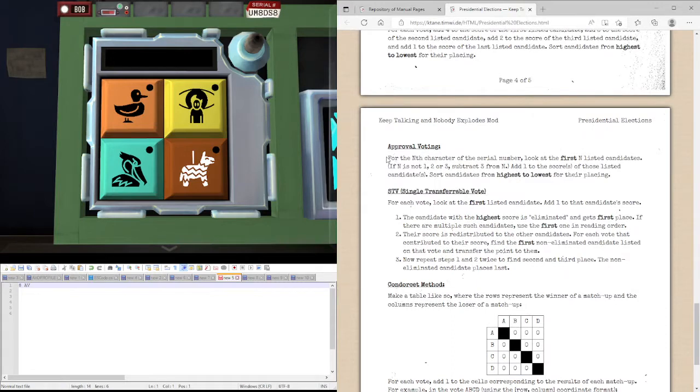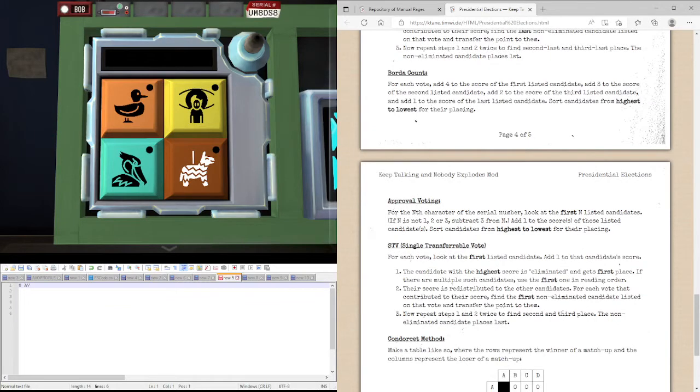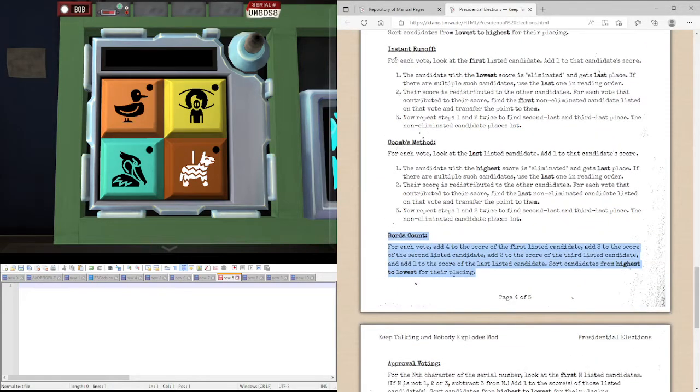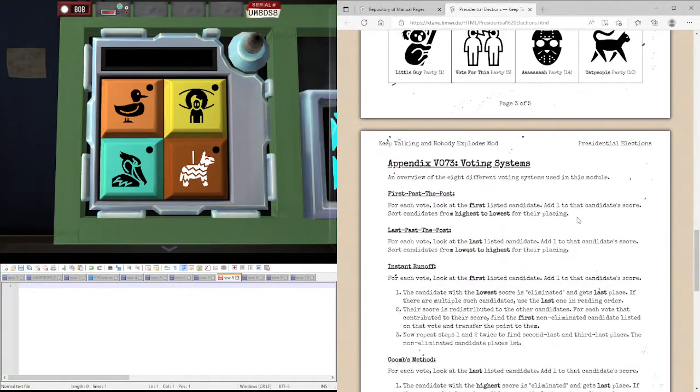Approval voting. For the nth character of the serial number, look at the first n listed candidates. If n is not 1, 2, or 3, subtract 3 from n. Add 1 to the scores of those listed candidates. Score candidates from highest to lowest in the placing, which means that for the first and the fourth one, only the first one they list is going to get a point. The second and the fifth, the top 2 will get a point, and the third and the sixth, the top 3 will get a point. This is one of the easier ones, along with border count, which is, I would say, the easiest, along with first and last past the posts.